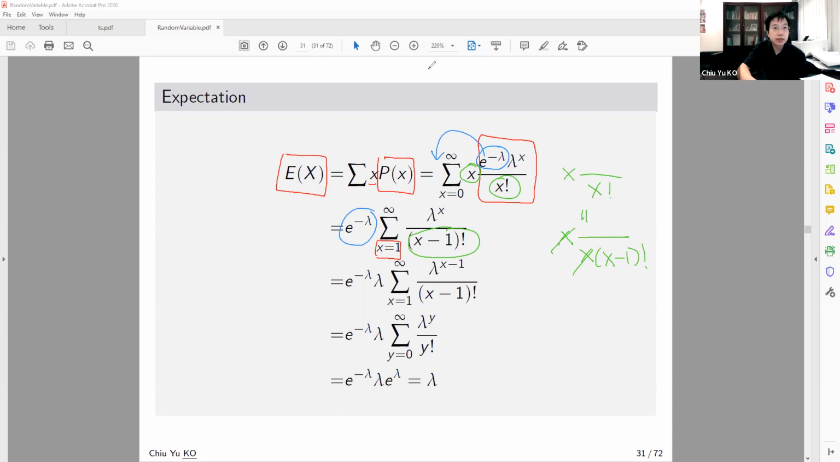And the next step will be lambda to the power x. x starts from 1, so there is at least one lambda here, which is why I can take one lambda out. It becomes lambda to the power x minus 1.